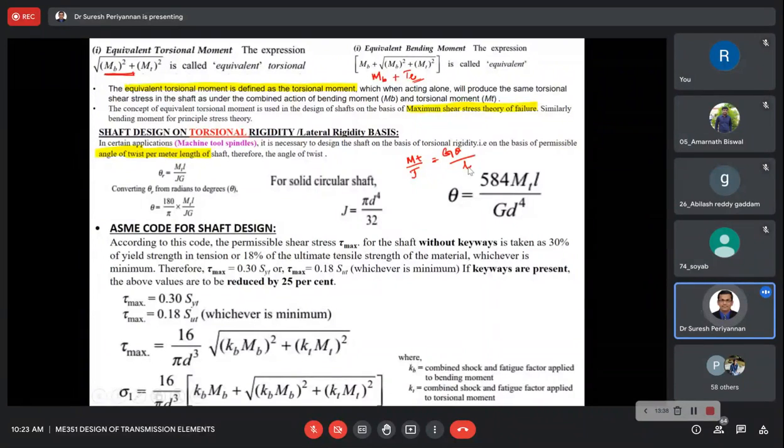From this relation, now I am considering theta in radians. So theta in radians is equal to M_T into L by GJ. Converting into theta in degrees, it is 180 divided by pi into M_T L by GJ. Now from this relation, J is equal to pi d to the power 4 by 32. Now this is not MT, this is M subscript T, because some students write it again.